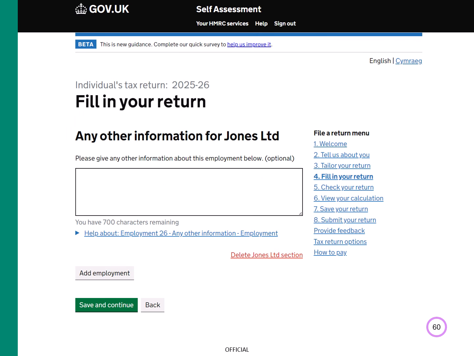Tell us here any information you feel is needed to support your entries in the employment section, but don't include any figures that should be shown elsewhere or any questions. Don't use the Enter or Return key on your keyboard. There are also limits to the number of characters and some special characters. Check the Help About link for more information.